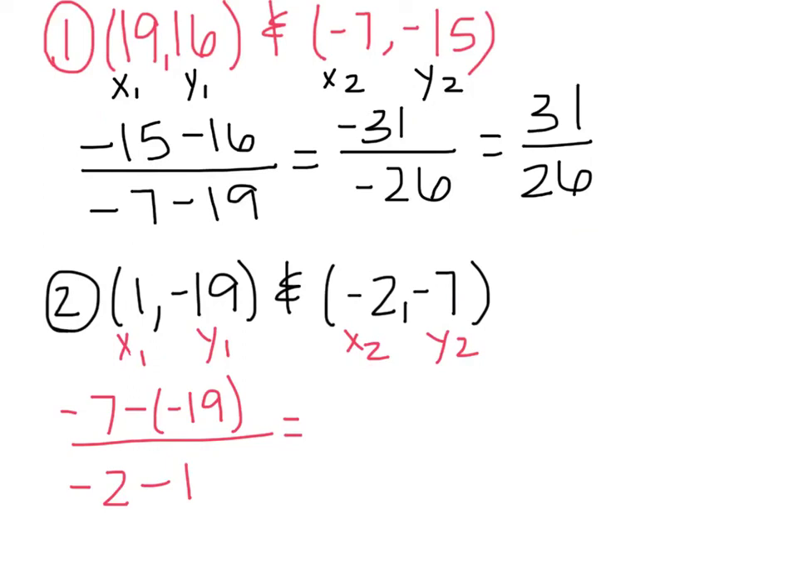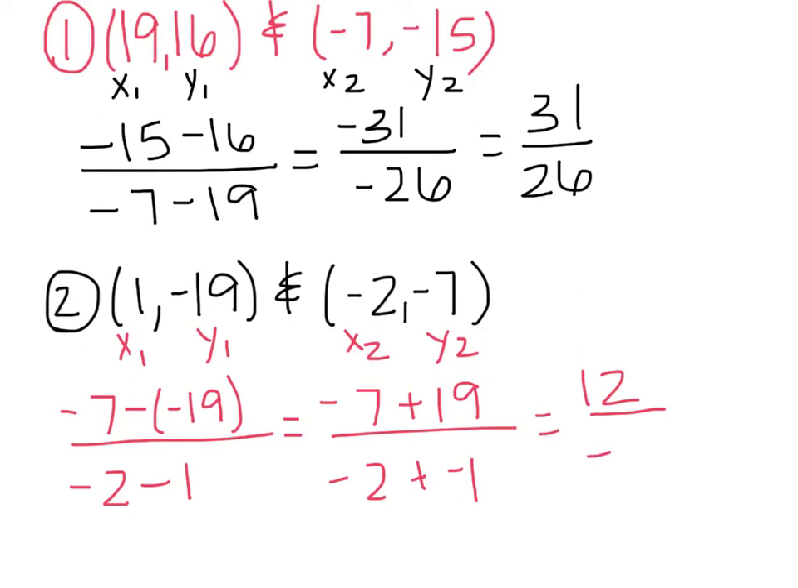Now we're going to rewrite this one a little bit to make it easier. So remember, keep change opposite, so negative 7 plus the opposite is going to be 19. Negative 2 plus negative 1. So negative 7 plus 19 is going to give you 12. Negative 2 plus negative 1 is going to give you negative 3. So 12 divided by negative 3 is going to give you negative 4 over 1.